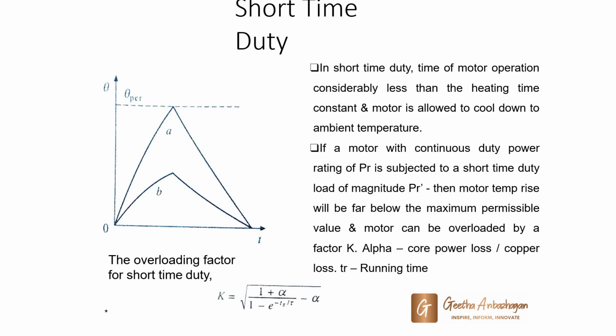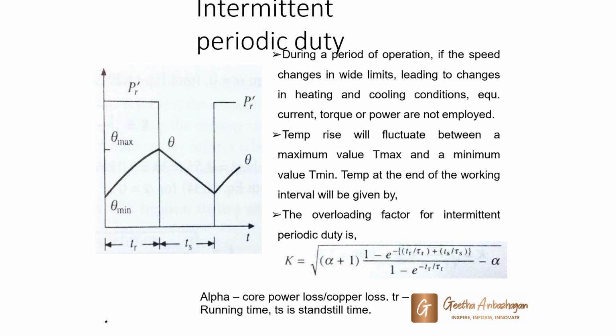When the duration of running period in a duty cycle with power KPR is TR, note that theta SS is the steady state temperature rise which will be attained if the motor delivers that power on continuous basis, whereas the permissible temperature is also the steady state temperature rise attained when the motor operates with the power PR on continuous basis. Next we have intermittent periodic duty.